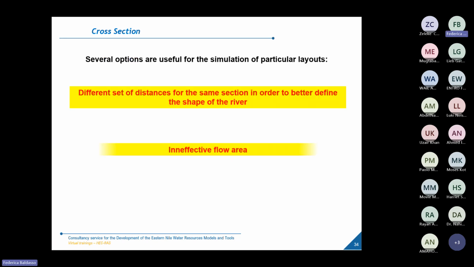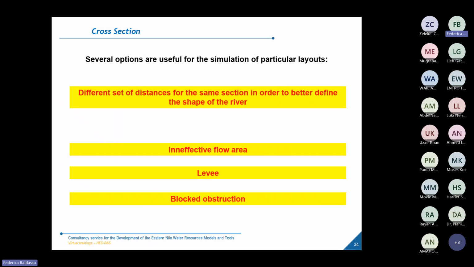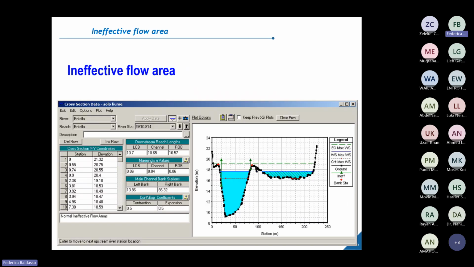And we can see these three tools available in making the geometry. So the first one is the ineffective flow areas.